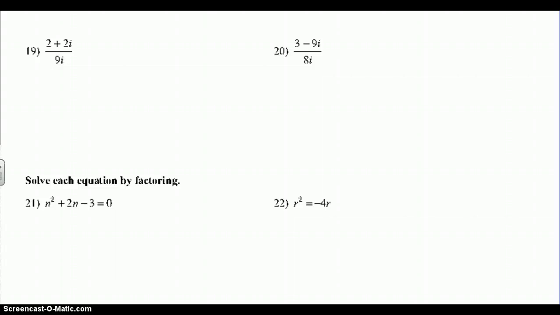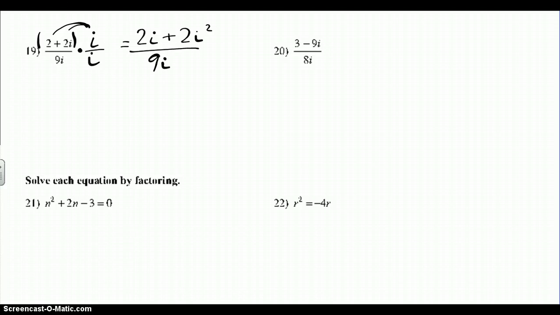And just like the last page, what we need to do is multiply both numerator and denominator by i over i. Now remember, in the numerator, I'm going to have to distribute this i. So now I have 2i plus 2i squared over 9i squared. Okay? And now we can simplify the i squareds. Remember, I can replace i squared with -1.